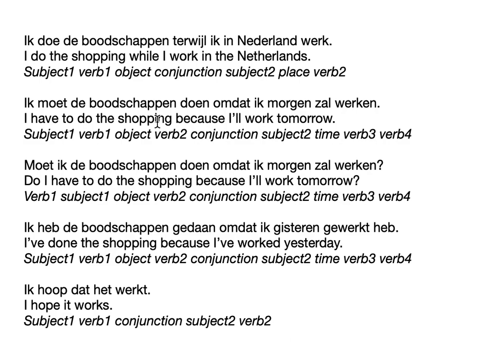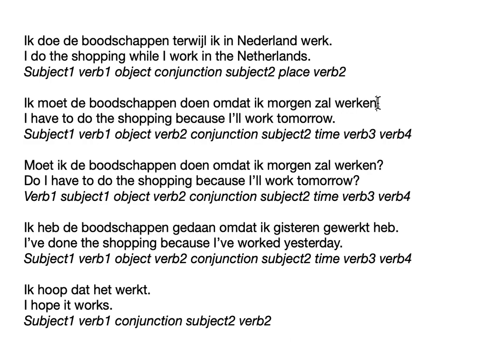This we've seen earlier. Verb at the end, second verb at the end. Moet doen, so verb 1, object, verb 2. Has to happen like this. Conjunction, omdat ik morgen zal werken. And here, do not forget to put both verbs here at the end. This is something that is easily forgotten. All your verbs in the subclause belong at the end.